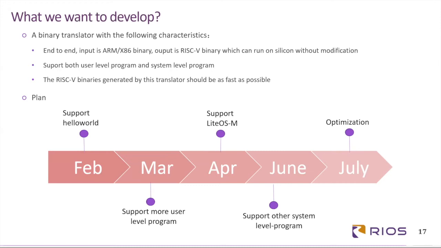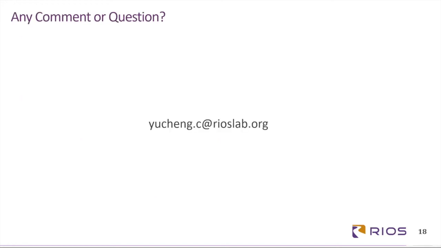So our plan can be divided into 3 stages. The first is the user level target. First, a very simple hello world, then a more complicated user level program. Then we target system level programs, a light OS or more complicated system level programs. And finally, in the final stage, we should do some optimization on the tool. So I think that's all.